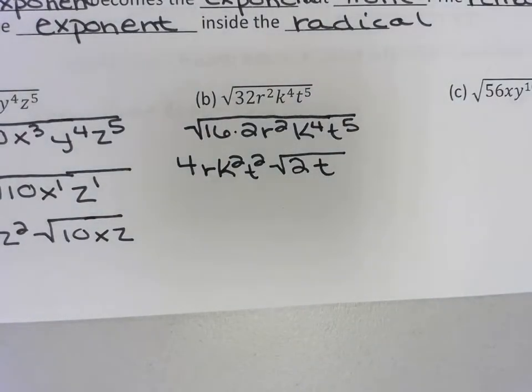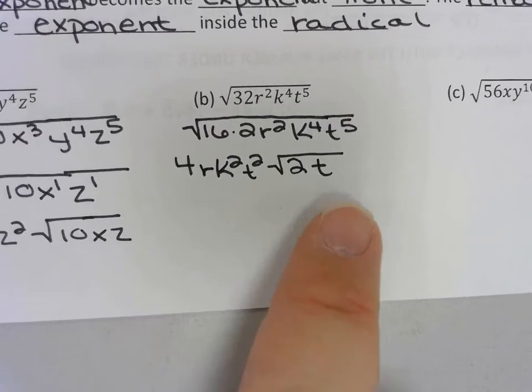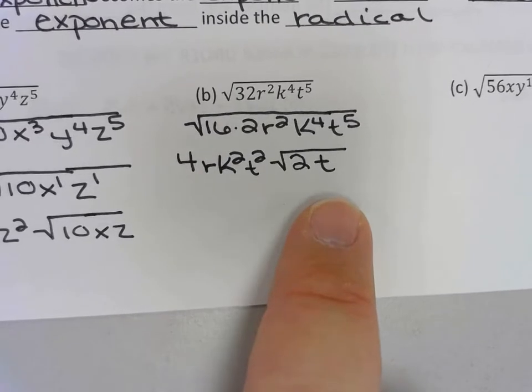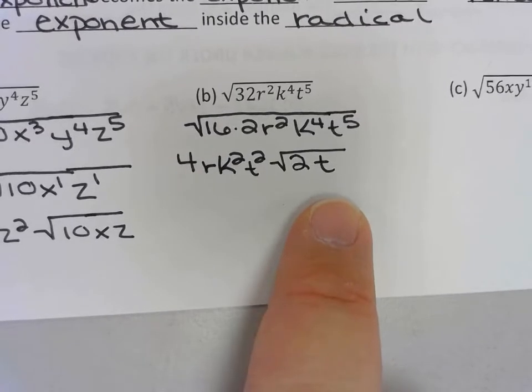Now, anyone see a pattern? When I have an even exponent, what will my remainder always be? So like r squared and k to the 4th, those were even exponents. When I have an even exponent, what will my remainder be if I'm dividing by 2? Nothing. So anytime I have an even exponent, will there be anything left inside the square root? No, because there will not be any remainder.